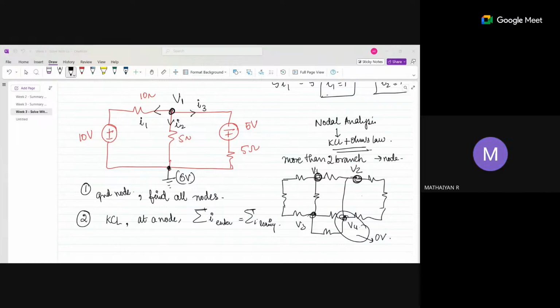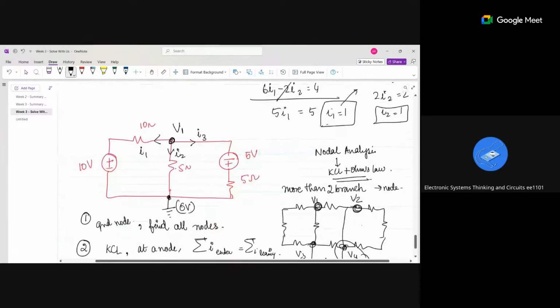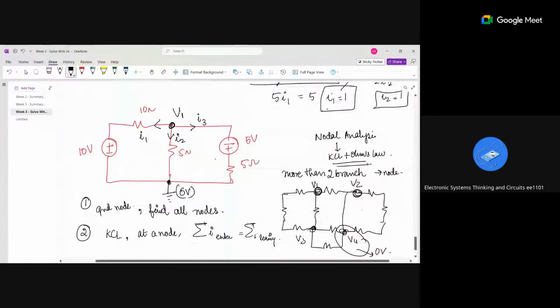In the question itself, the direction of the current is given, am I right? They can give or not give, no problem. But you can take either way. I am assuming I2 to be flowing from V1 to 0 volts. But if in the question they have given the current flowing in this direction as I, what is the relation between I and I2? I will be just equal to minus I2, right?